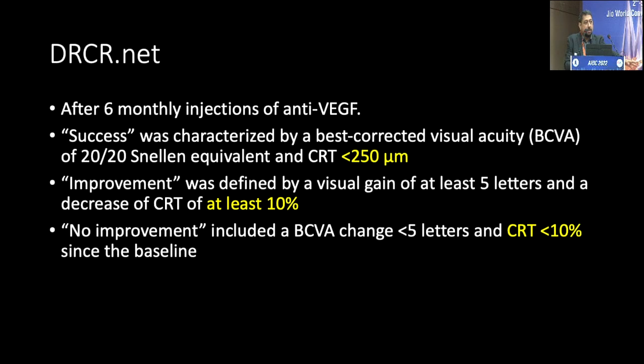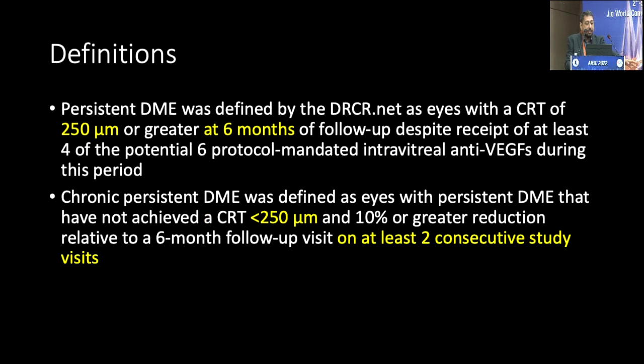An improvement is when it improved by at least 10%. No improvement was called if it didn't increase by 10%. There are 2 terms called futility and failure also. Futility is checked after 52 weeks. So essentially, these are the definitions by the DRCR network.